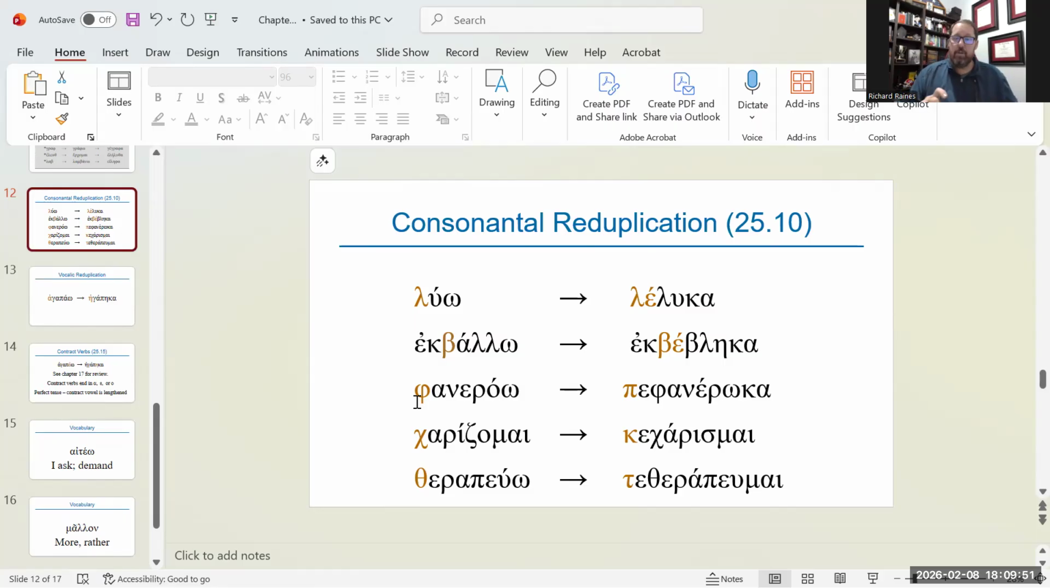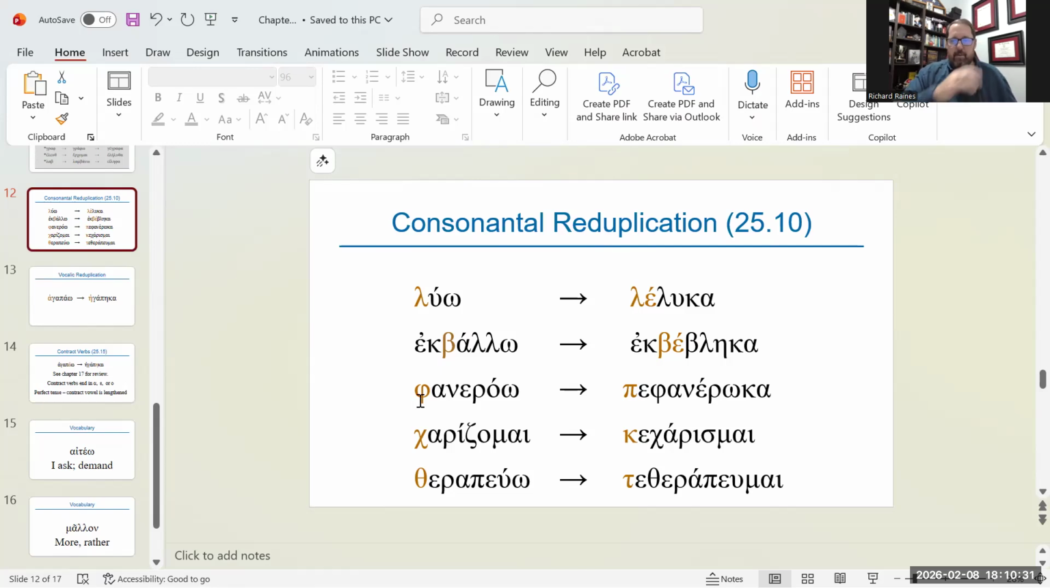I know that sounds a little backwards, but take luo for example. Luo begins with a lambda. You're adding this lambda and epsilon. So even though in letter order for the word it comes before this lambda, it's called a reduplication because it appears according to whatever this first letter is here. So the reduplicated consonant is the first consonant, the lambda here.